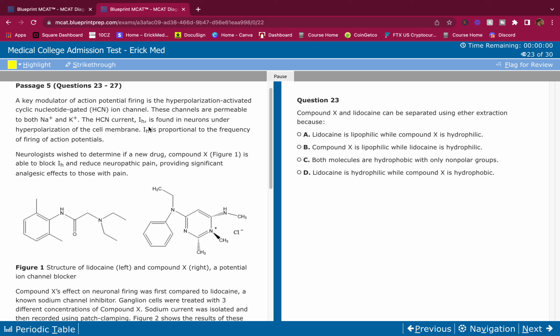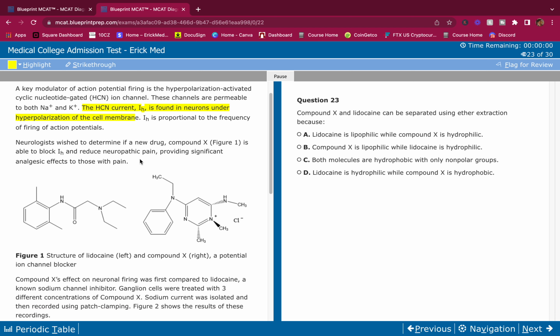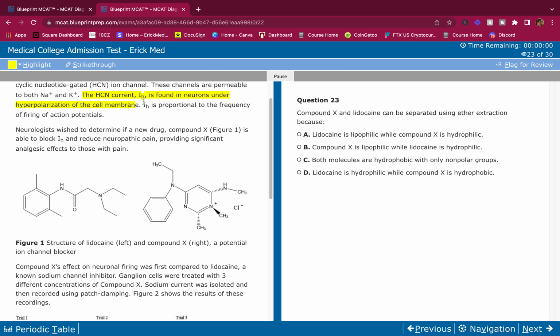All right, so what do we got here? IH. Every time I'm given a variable, I like to highlight it. It puts a reminder in my head of what the heck is going on. So the HCN current is IH. It's found in neurons under hyperpolarization of the cell membrane. Hyperpolarization, guys. IH is proportional to the frequency of firing of action potentials. That makes sense here.